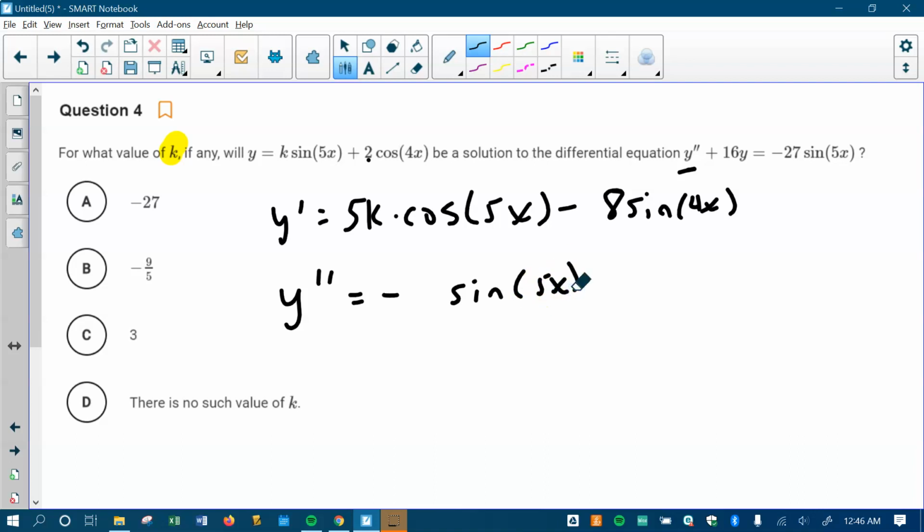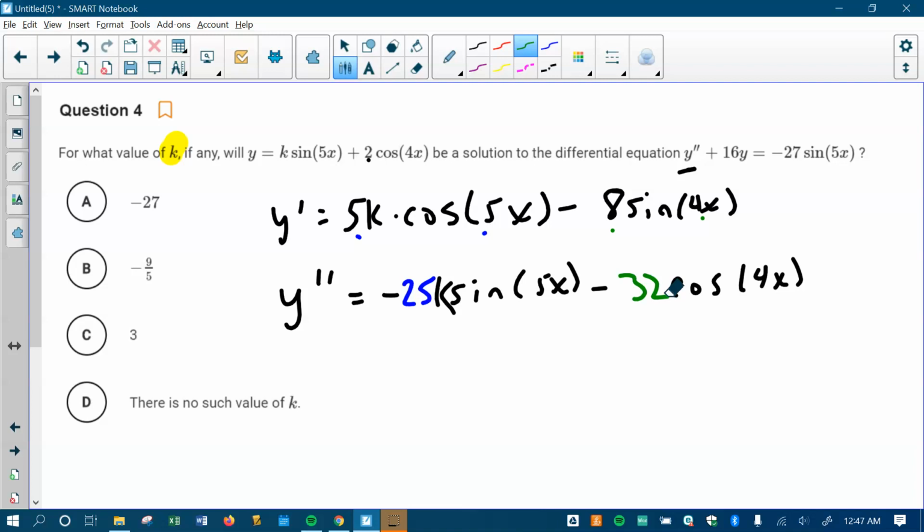But now we're going to multiply this 5 and that 5 together to get 25. And the k is still there. And now let's go on and do minus, derivative of sine is cosine of 4x. And just to do the chain rule here, we'll multiply that 4 and that 8 to get a minus 32. Okay, I got y double prime.